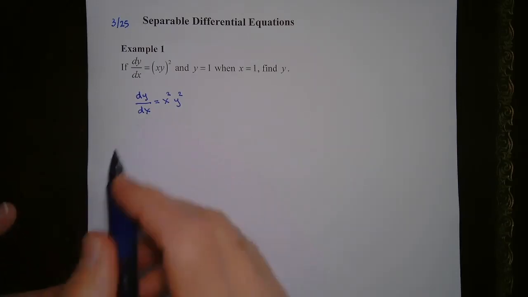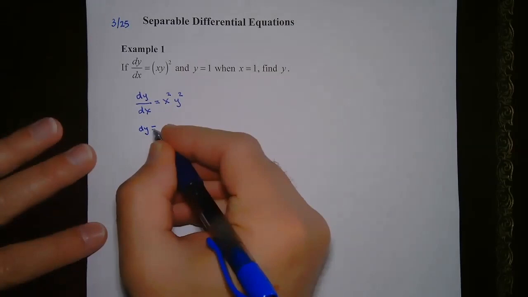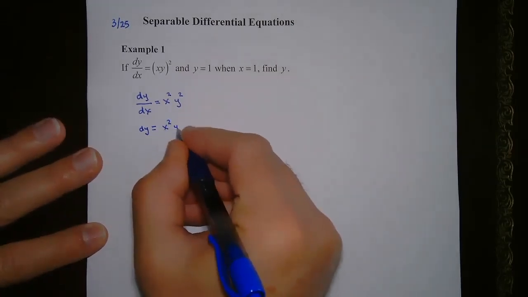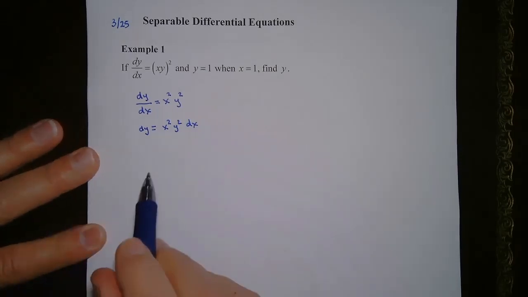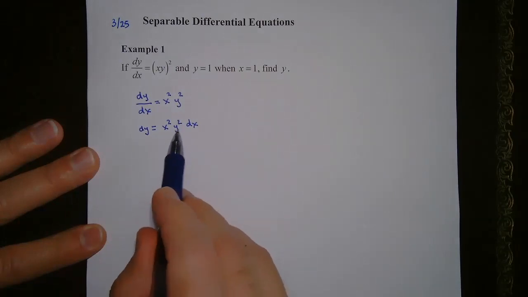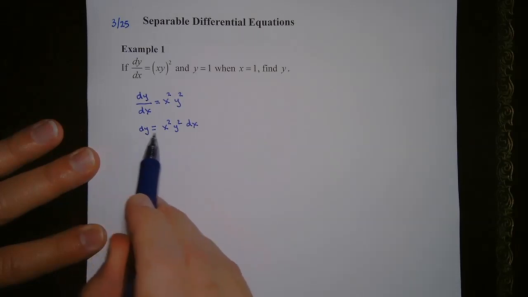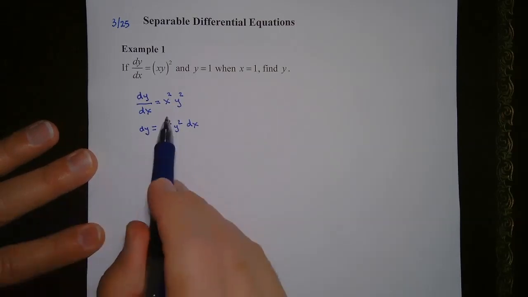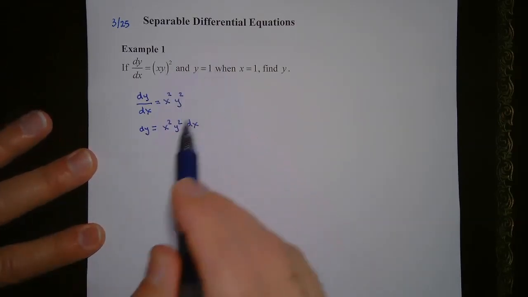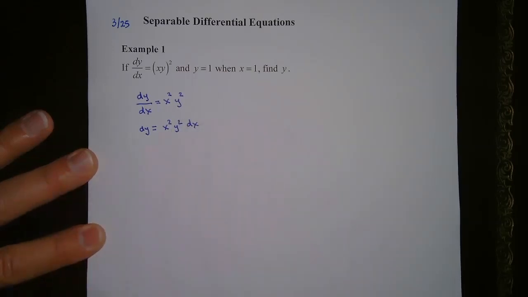So I'm going to multiply both sides by dx. Then dy would be equivalent to x squared y squared dx. And we're going to integrate both sides. But before we integrate, I need to get this y over here onto the other side, because I need y's with dy and x's with dx. When it's a product like this, we're going to be able to do this. So separable differential equations will always be a product, and you'll be able to get your y terms on one side and your x values on the other side.